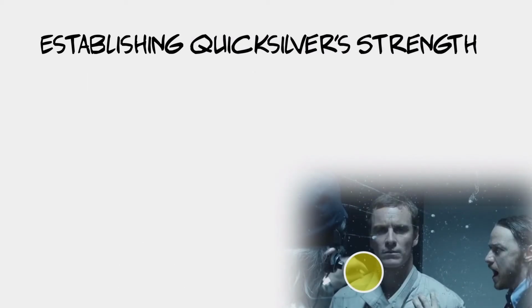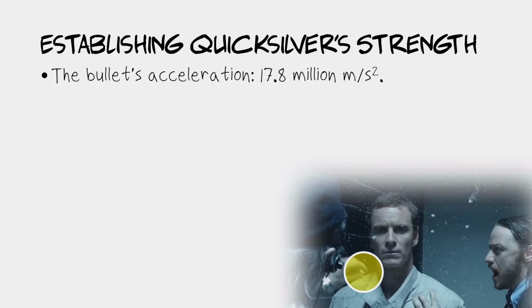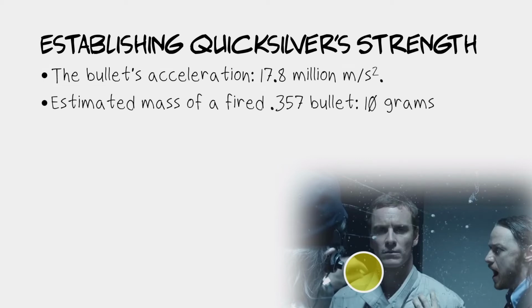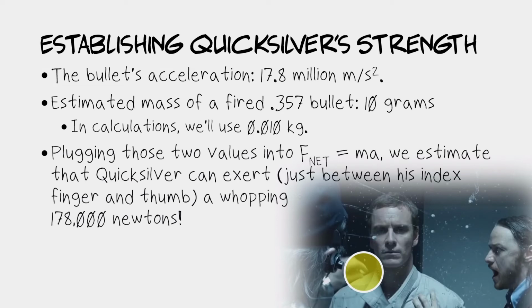Okay, so we estimated a time. We used the time to figure out an acceleration, and we're going to use the acceleration to figure out a force via Newton's second law. Newton's second law says F equals ma. So we just multiply the mass times the acceleration. The acceleration, as noted before, is 17.8 million meters per second squared. The mass of a fired .357 bullet we're going to estimate to be 10 grams. But you can't use grams in physics generally, so we convert it to kilograms: 0.010 kilograms. Multiply those two together, and you get a very large number: 178,000 newtons, and a newton is just a unit for force.